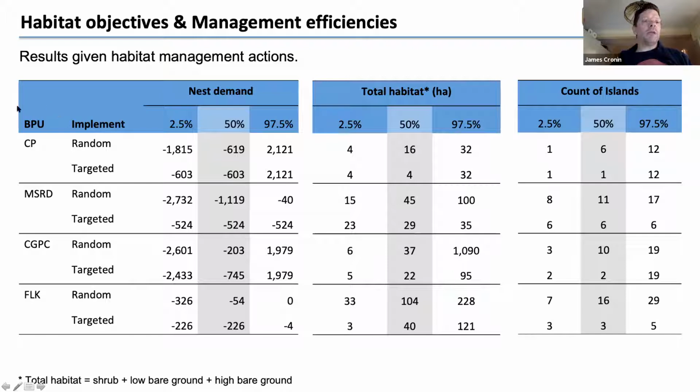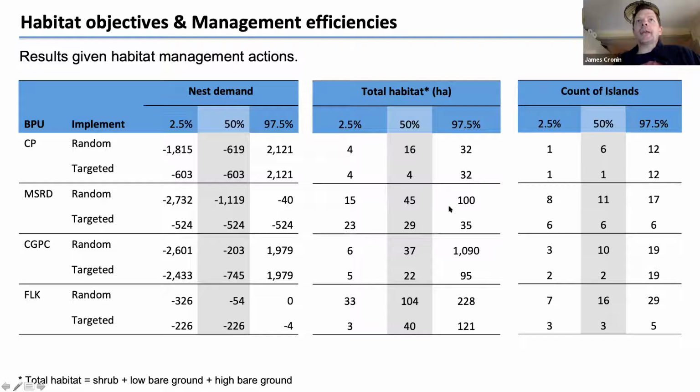So here are the 4 BPUs whose population objective was unmet given the current conditions. The results here are from implementing the queried habitat management actions, either in a random or a targeted way. What you can see is that in the Mississippi River Delta, these quantiles are all below 0. So this was sufficient to meet the nest demand in the Mississippi River Delta, and it was sufficient in the Florida Keys. In the Central Gulf, in the Chenier Plain, and in the Central Gulf and Florida Panhandle coast, it is being met in at least half of the simulations.